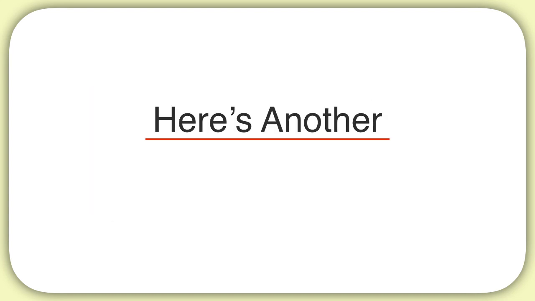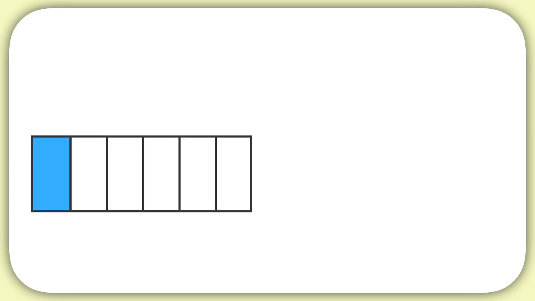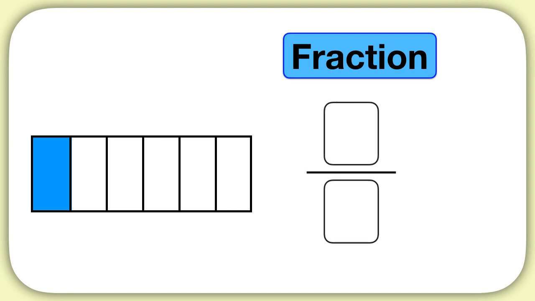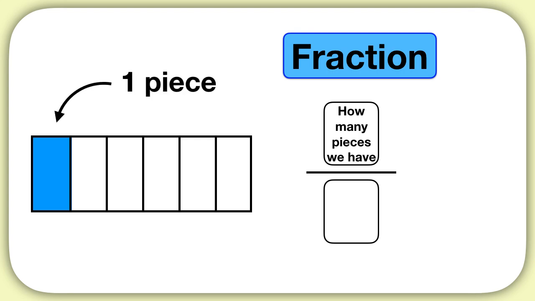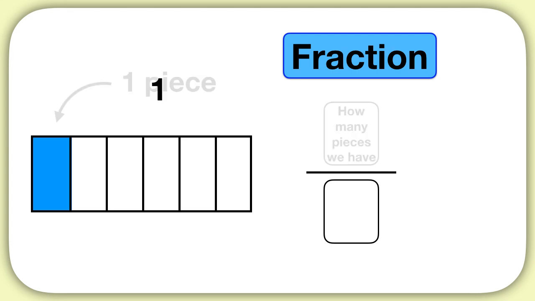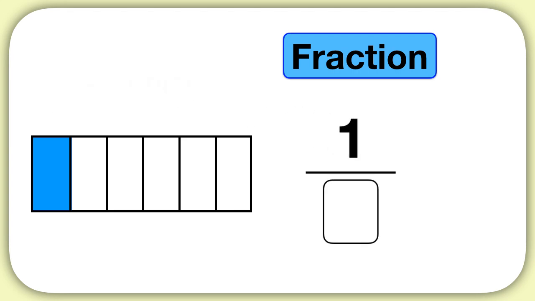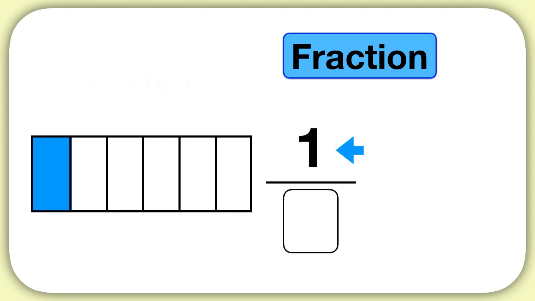Here's another problem to practice with. Let's find out what fraction of this rectangle is shaded. Well, remember that a fraction has two pieces, and the number on top tells us how many pieces we have. So what number should I put on top of my line? We can see in this rectangle, only one piece is shaded. So we'll put a 1 on top of the line. Now, what is this number on top of the line called? The number on top is called the numerator.